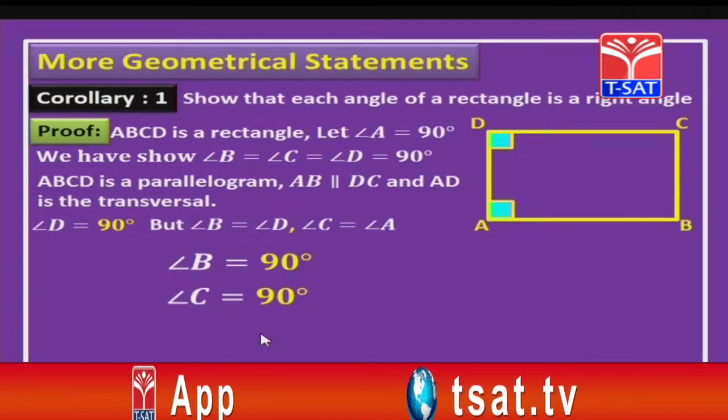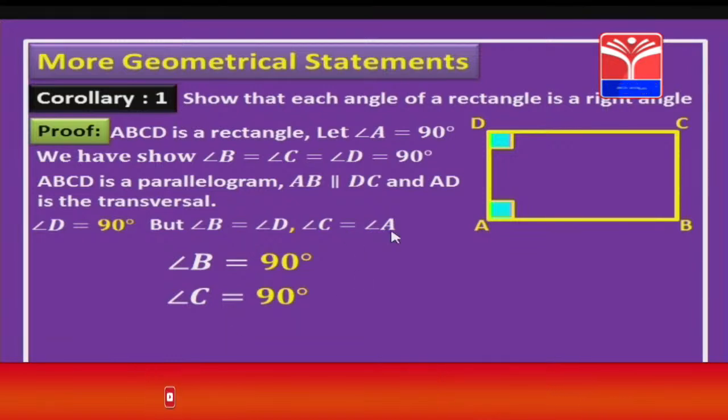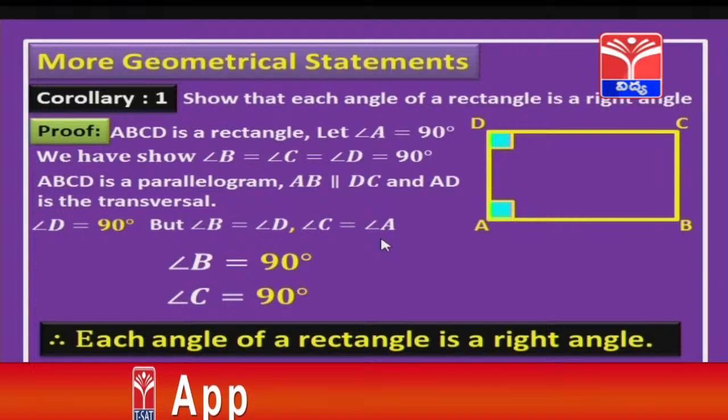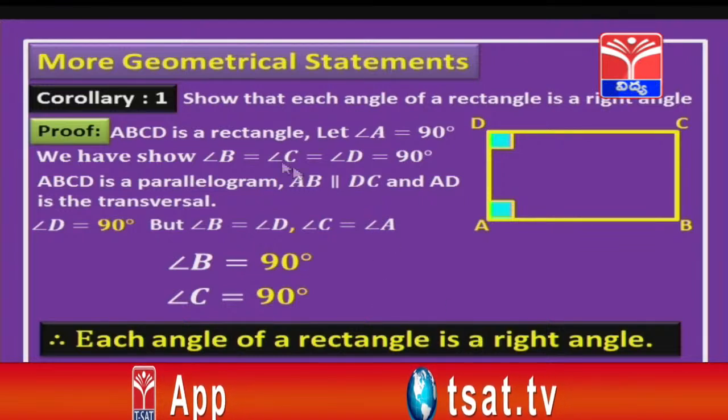Yes, C is also 90. Why is C 90? Because A is 90. So now we got A is equal to 90 degrees, B is equal to 90 degrees, C is equal to 90 degrees and also D is equal to 90 degrees. That means I can say that each and every angle of a rectangle is a right angle. So, this is about our first corollary, children.